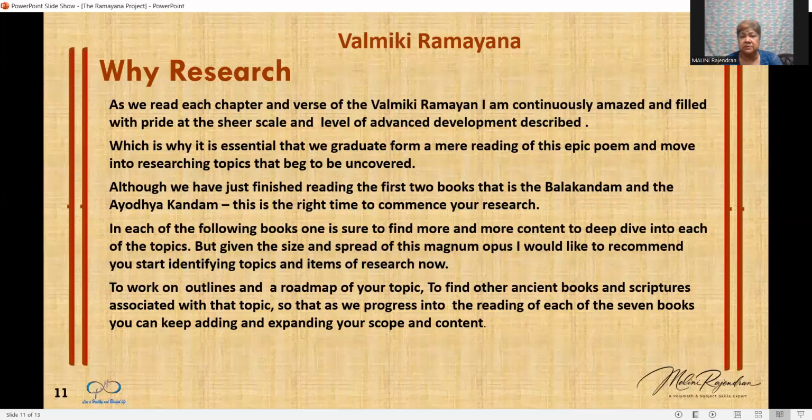And I can tell you there are 26,000 verses put into 645 chapters and organized into 7 books. And as we read each book, we find more and more content to deep dive into, more and more research topics and themes to work on. And I would encourage you to start right from book one and not wait for all the 7 books to be read, because then this would give you a framework, an outline, a roadmap, and allow you to choose a topic and decide how much in depth to go.